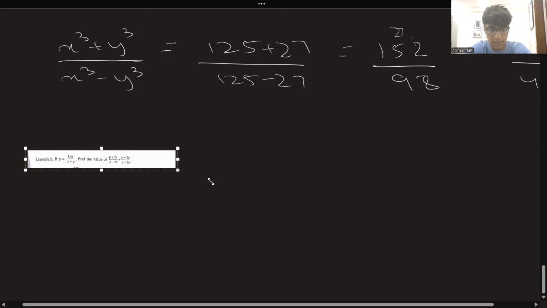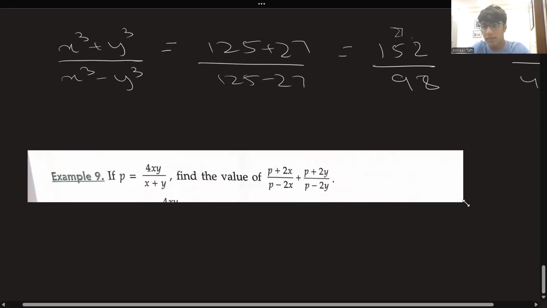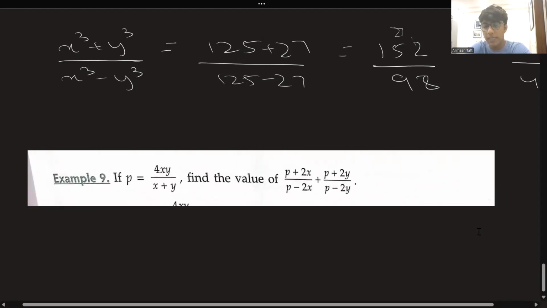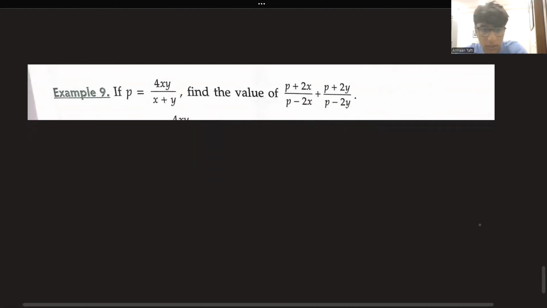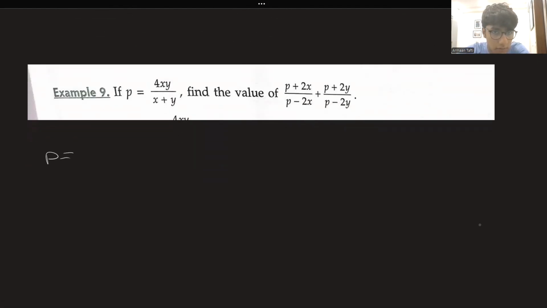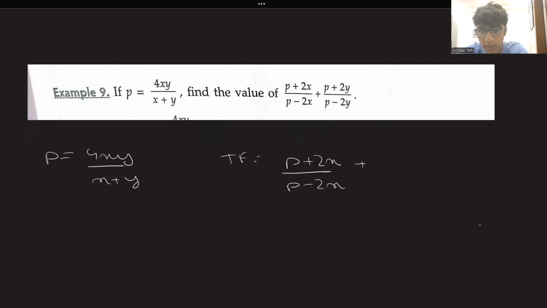Okay, this is slightly tricky. Most people won't get it in their first go, but this is a question that's very likely to come in your papers. Teachers love this question. So we've been told that P equals 4xy by (x plus y), and we have to find the value of (p plus 2x) by (p minus 2x) plus (p plus 2y) by (p minus 2y), right?